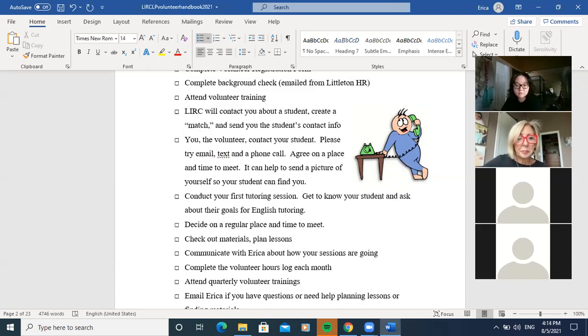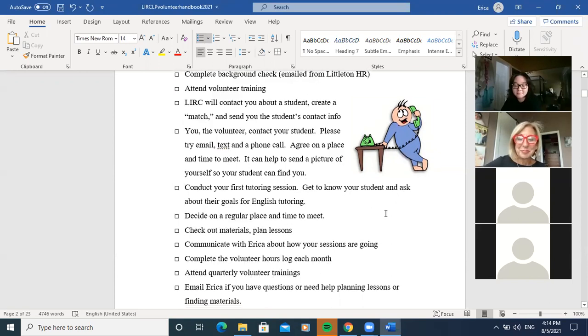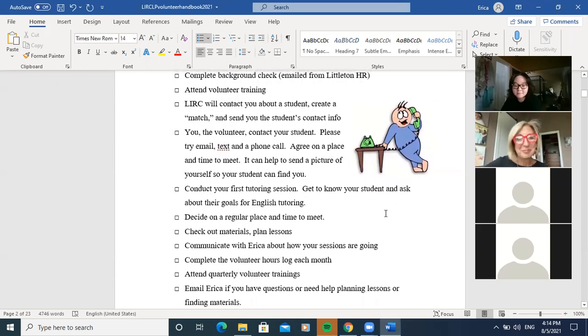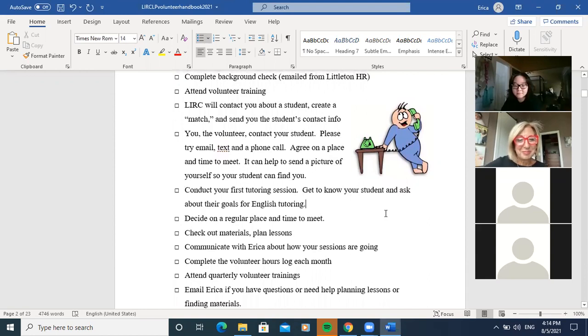And I suggest texting and emailing, and then maybe calling. A lot of people don't answer their phone these days, especially if they think they're going to have to speak in English. So texting can be a little lower stress form of communication.